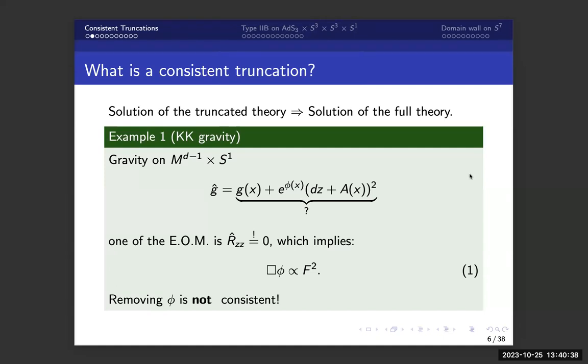But then another interesting question one could ask, with history in mind, is that in particular this was done to try and unify gravity and electromagnetism. So one could ask, can I also get rid of the scalar field? Can this be truncated? The answer is no, not consistently, because if you look at the circle direction of the Einstein equations, you find an equation of motion for the scalar of this form. In particular, the problem is that it is sourced by the field strength of A, and so it is not consistent to set it to 0.